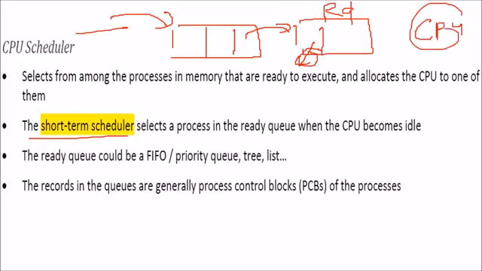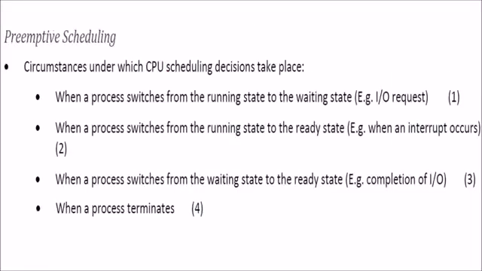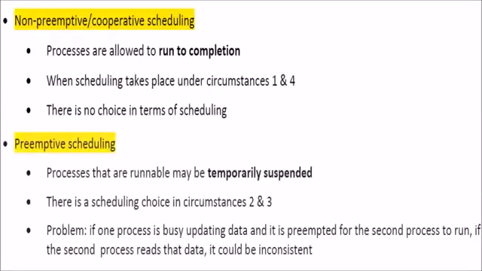The processes can be selected in terms of first in first out, in terms of the process queue. So you need to have all the records of the PCBs, process control blocks, because you're dealing with processes now. There are certain types of scheduling, which are preemptive and non-preemptive scheduling.